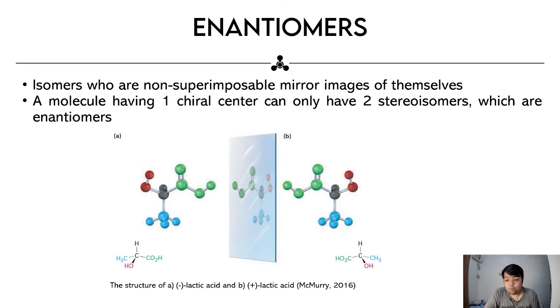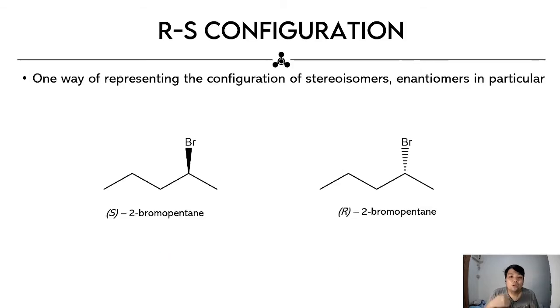So, on paper, one way of representing the configuration of stereoisomers is through the RS configuration. So we have 2-bromopentane here. How do we tell one stereoisomer of 2-bromopentane from the other stereoisomer? Even just using its IUPAC name doesn't give you an indication of what stereoisomer is represented. It's more general. But with the RS configuration, we can identify one stereoisomer from the other.